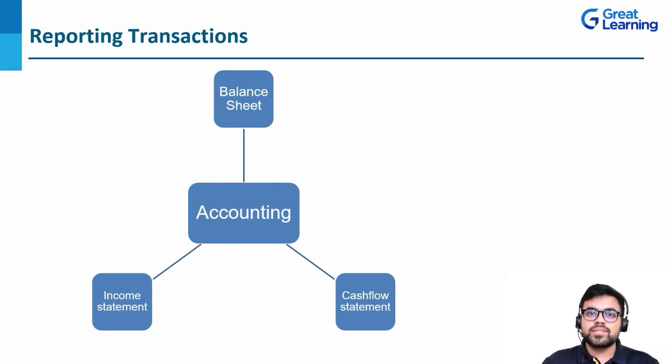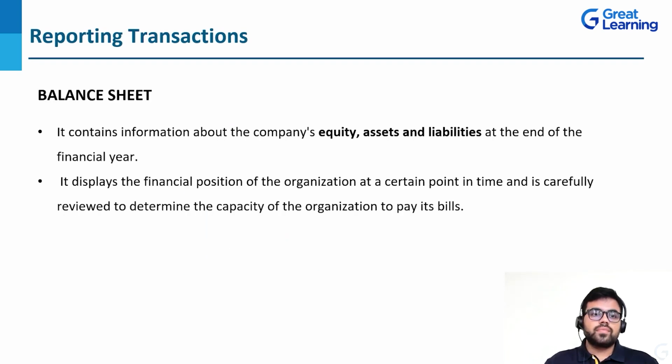strong the company is. We can also know what are the assets, liabilities, what is the expense and revenue of the company, and also what is the equity of the owners in it. So all this information can be extracted from these three financial statements. Now let's look at the first statement, balance sheet. So balance sheet is the information about the assets, liabilities, and equity of the company.